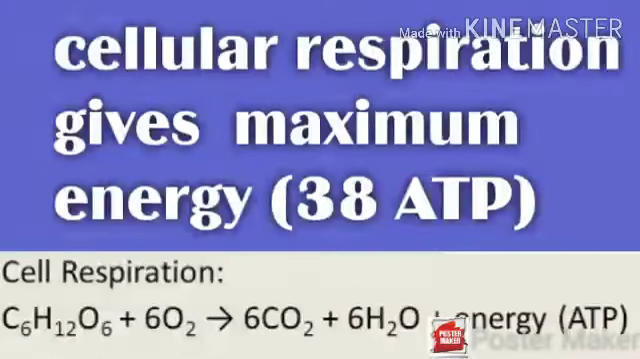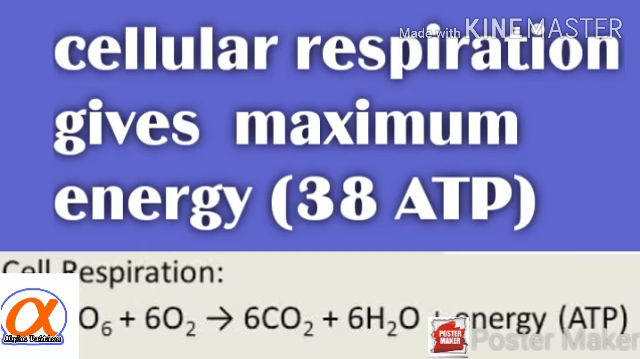In aerobic respiration, 38 ATPs are produced. In anaerobic respiration, only 2 ATPs are produced. See the vast difference in energy creation in aerobic and anaerobic. Now, whenever we require energy, you might be wondering, what's the use of ATP? How is ATP going to create energy for us?